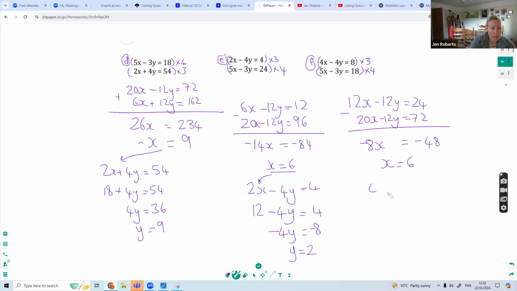Sub it back into the top one to get our y value. x is 6, put it in there. 24 minus 4y equals 8. Subtract 24 off both sides. Minus 4y, 8 take away 24 is minus 16. Divide both sides by minus 16. No, divide both sides by minus 4. y is 4.